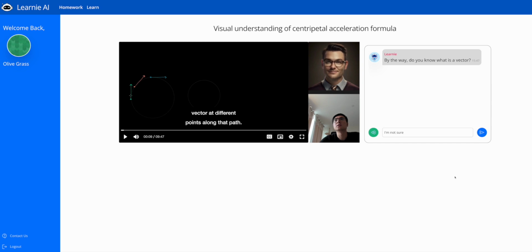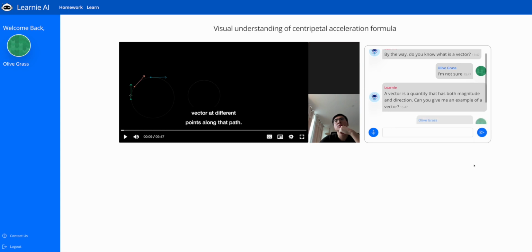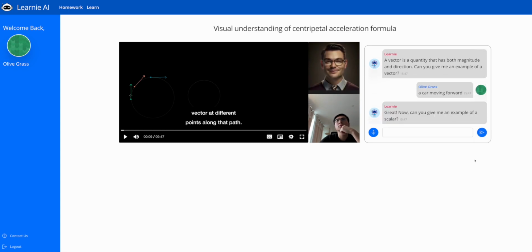I'm not sure. Let me quickly mull that over. A vector is a quantity that has both magnitude and direction. Can you give me an example of a vector? A car moving forward. Hold on, let me think about that for a second.